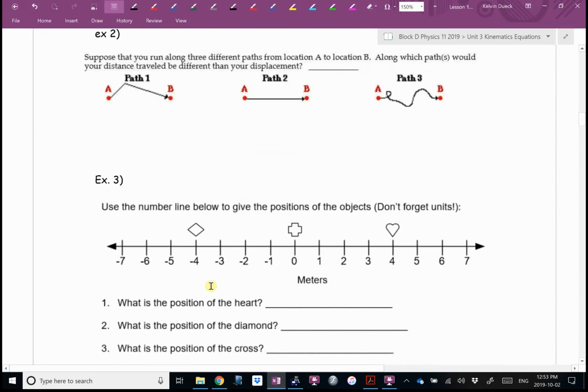Turn the page. Behold, 3 paths. Path 1, path 2, path 3. Along which path or paths would your distance be different from your displacement? I'm going to reverse the question in order to answer it. Only one of these paths has the same distance and displacement magnitude. Which one?